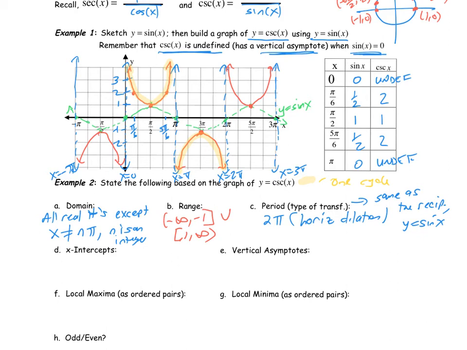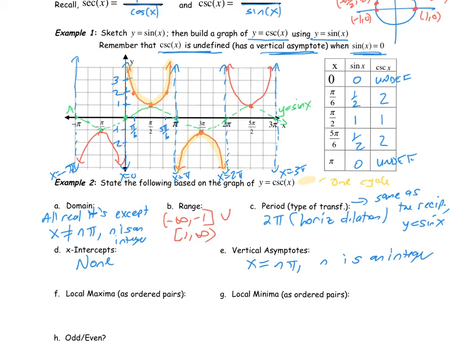X-intercepts, where does this graph cross the x-axis? So this is cosecant, I'm highlighting it, and here's the x-axis. So we actually have no x-intercepts, so there are none. Vertical asymptotes, we've already talked about those. They're going to be x equals n pi, where n is an integer.